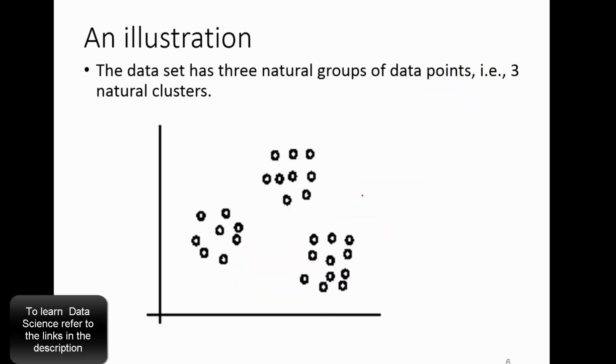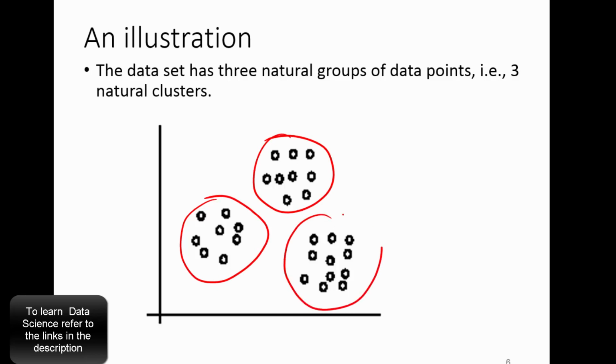So, another illustration of clustering. Here you can see three types of different data points. Now it is very clear to human eyes that there are three clusters of data, right? This is one, this is the other one, this is the third one. And we know it when we see it, right?